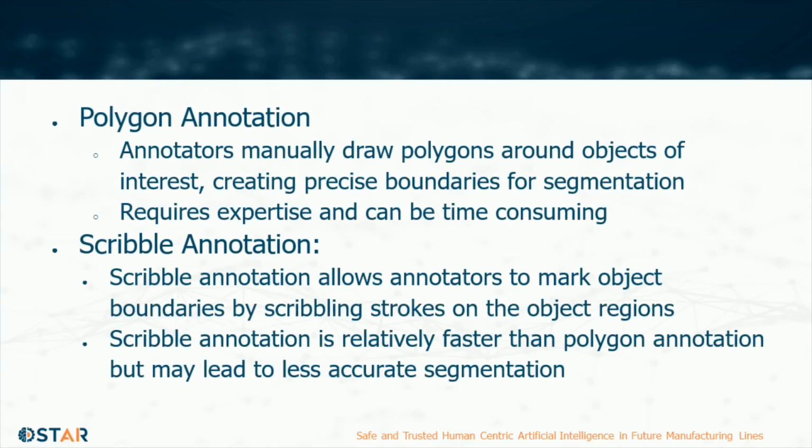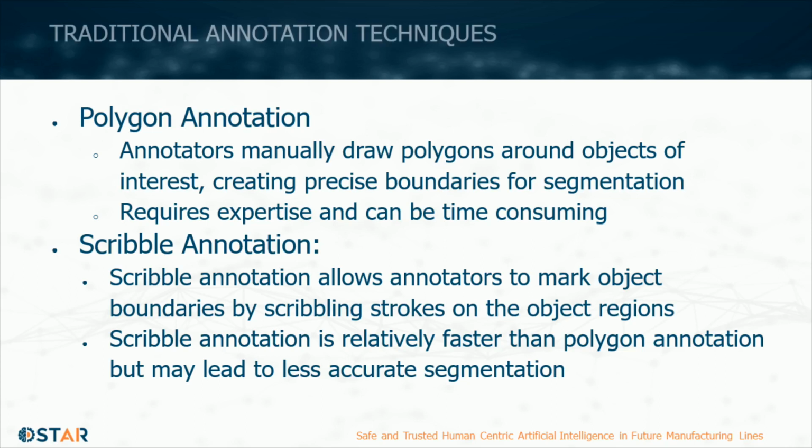1. Traditional annotation techniques. Polygon annotation. One of the most commonly used techniques for object segmentation is polygon annotation. Annotators manually draw polygons around objects of interest, creating precise boundaries for segmentation. This technique requires expertise and can be time-consuming.